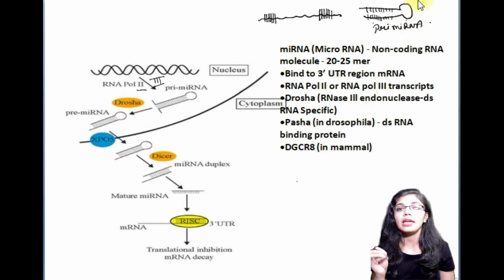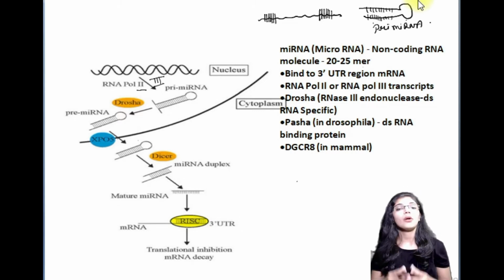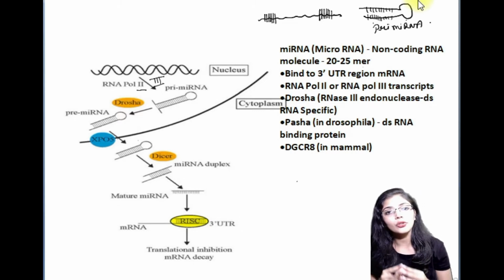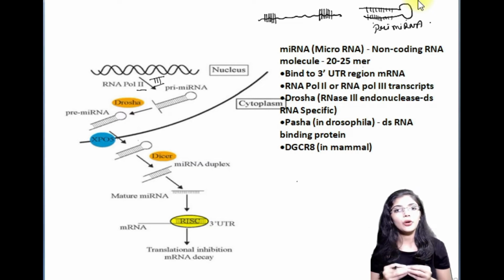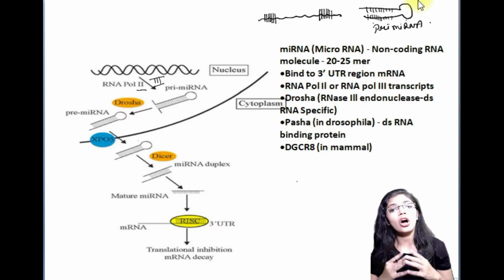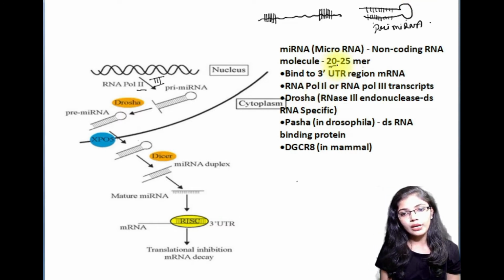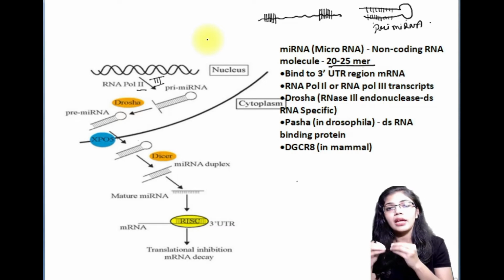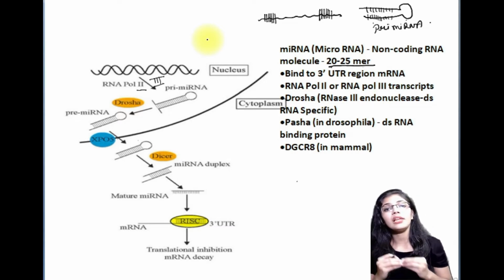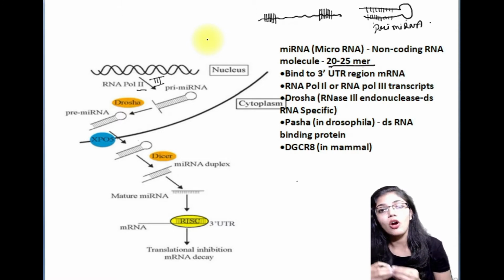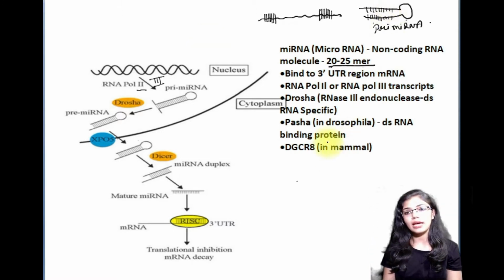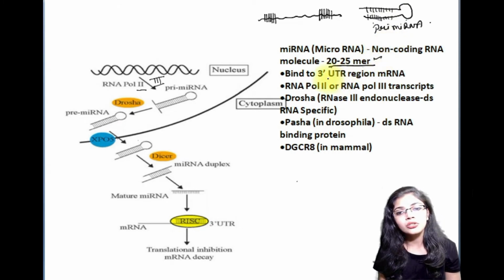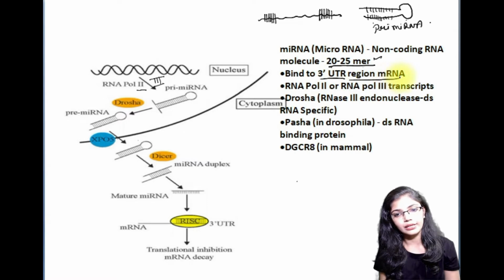Now what is miRNA? Is it coding or non-coding? When we talk about miRNA, it is a non-coding RNA. What do we mean by a non-coding RNA? That means it is not responsible for the formation of any kind of proteins. And what is its length? The length of miRNA is 20 to 25 nucleotides. Okay, now we are done with this. Now, once the miRNA is produced, where will it bind for the degradation or silencing of the mRNA? When this miRNA is produced, it will bind to the 3' UTR region of mRNA.